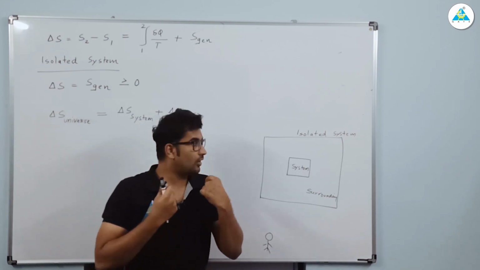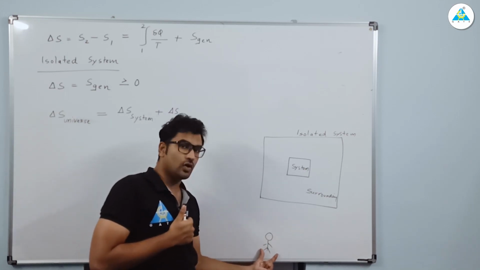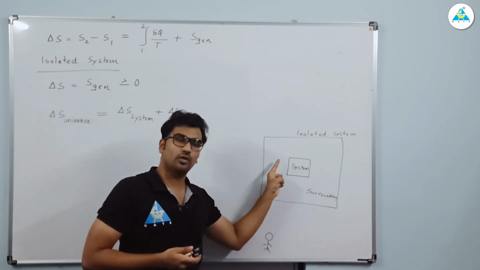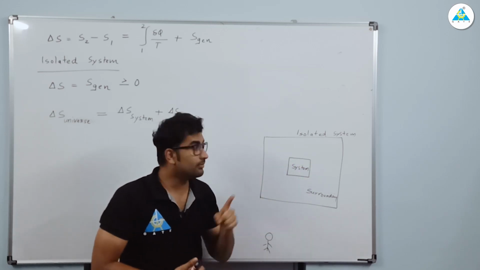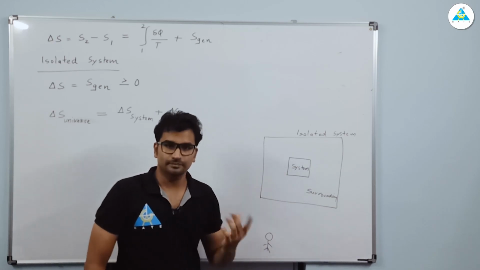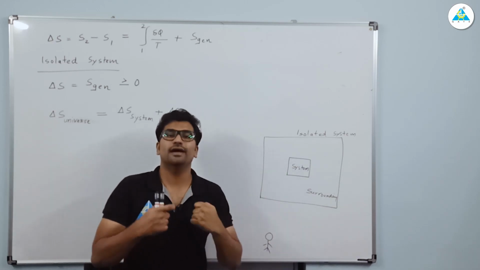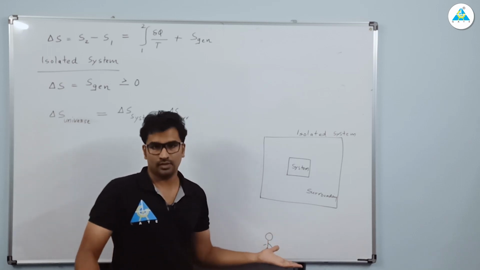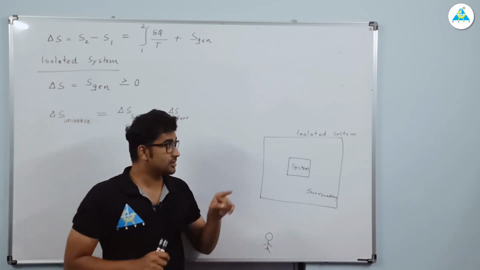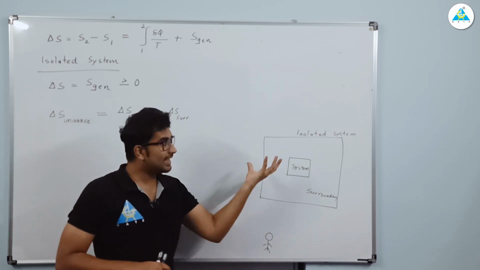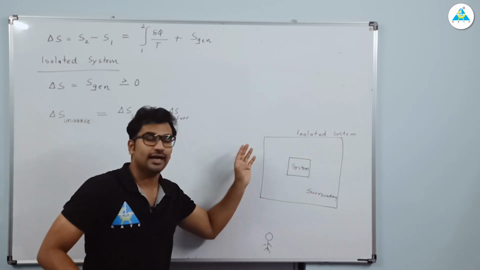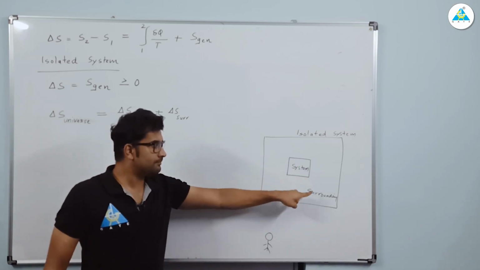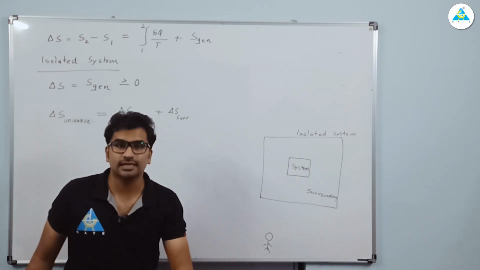According to him, where is my system boundary? This is my system boundary, but where will my surrounding boundary be? The classroom. My classroom door is my surrounding's boundary with respect to him. I hope you understood. So can I consider this system plus surrounding as an isolated system?